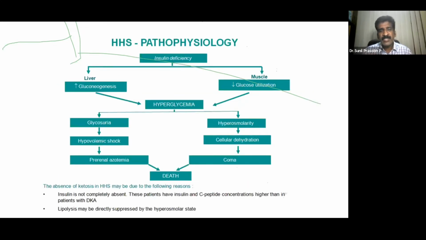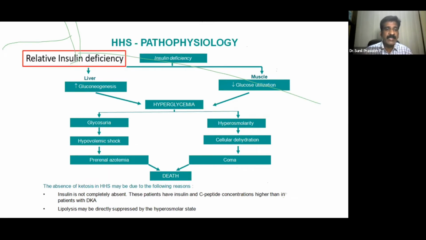I have very clearly explained the pathophysiology behind DKA. Now, when you see HHS, what we should understand here is there is only relative insulin deficiency, not absolute. Along with that, there is a counter-regulatory hormone rise also. So what happens is there is increased hyperglycemia, there is an osmotic diuresis, and severe dehydration.